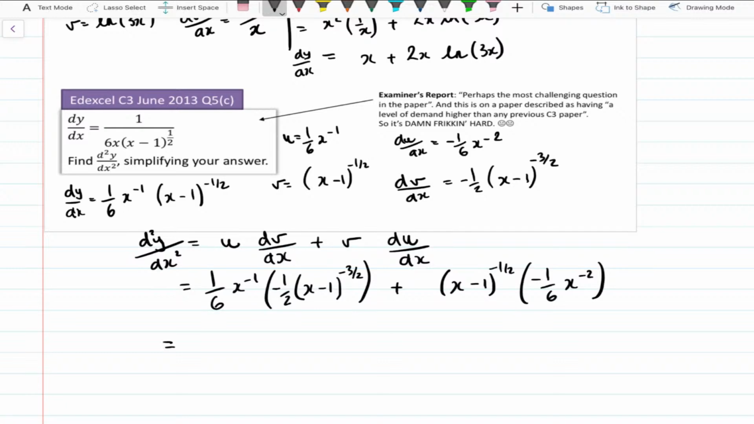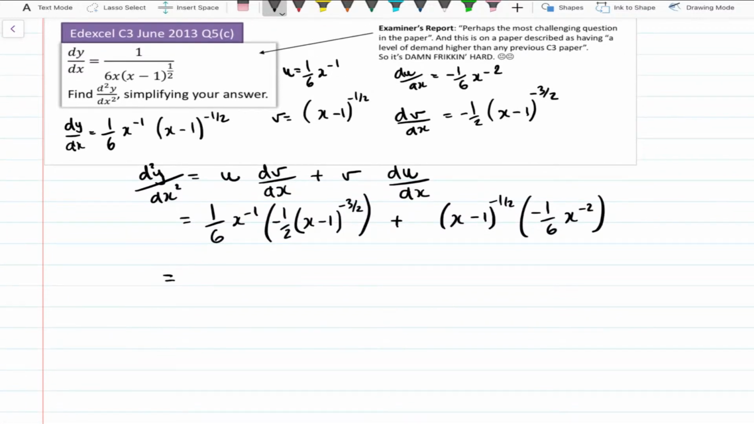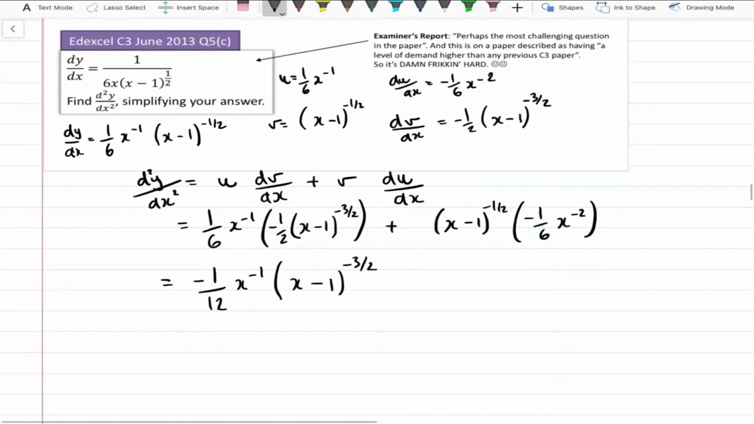Let's now simplify this. So, minus 1 over 12 x to the minus 1 times x minus 1 all to the power of minus 3 over 2 plus minus 1 over 6x to the minus 2 times x minus 1 all to the power of negative a half.